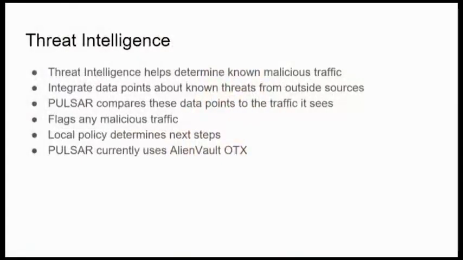We've integrated threat intelligence into PULSAR. Threat intelligence is basically data points that you've gotten from the community that tell you about malicious actors. So for example, this might be IP addresses, host names, file hashes, that kind of thing. So we pull this into PULSAR, and then it compares it against the traffic that it sees. If there's a match, then it'll flag it as malicious and stick it in a separate log so that we know. And then once again, we're working on developing the next steps as to how to follow up on that.